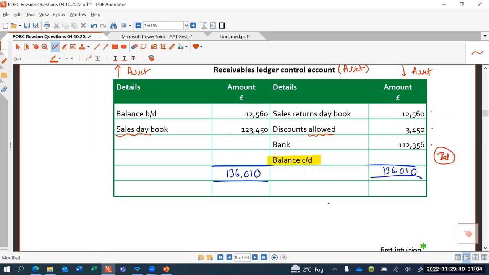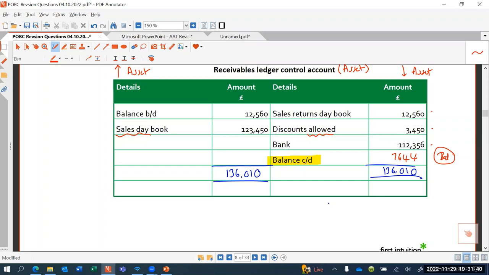So I need this side to add up to 136,010. And I got 7,644. If you agree with that, is that what you think that we needed to make it add up? Yep, Rachel's agreeing. Thank you, Rachel. And thank you, Zuzana, there as well for your workings with that one.